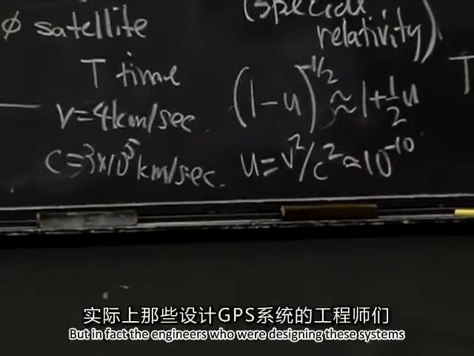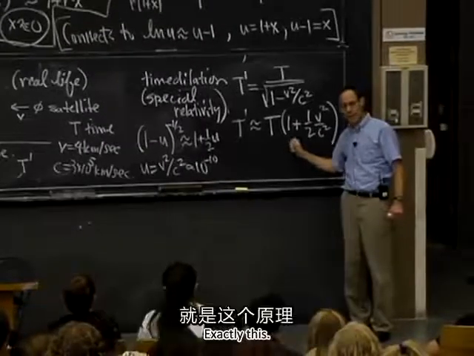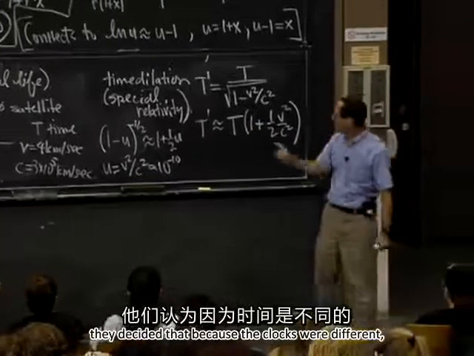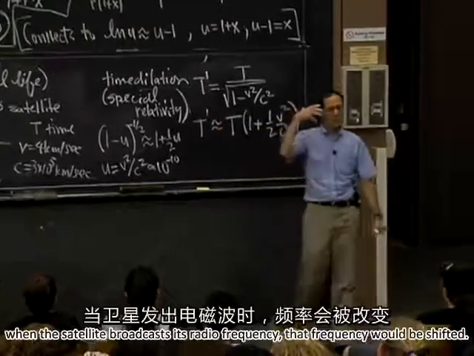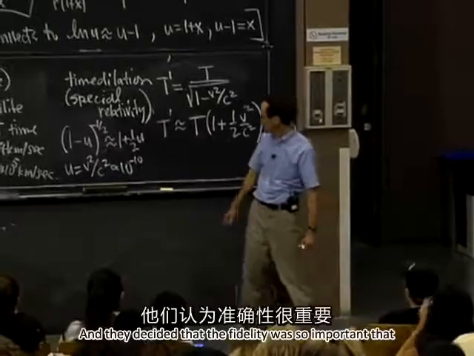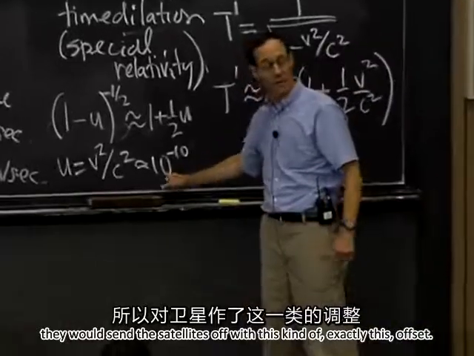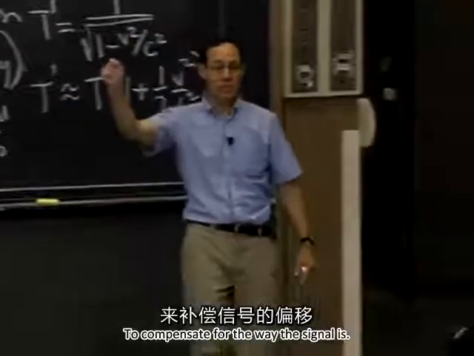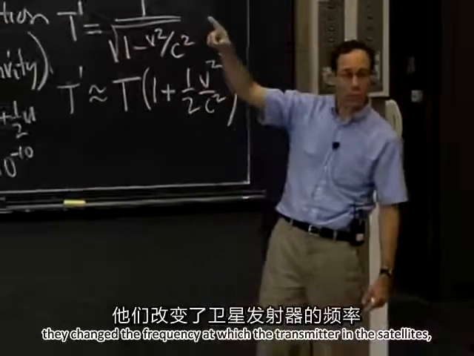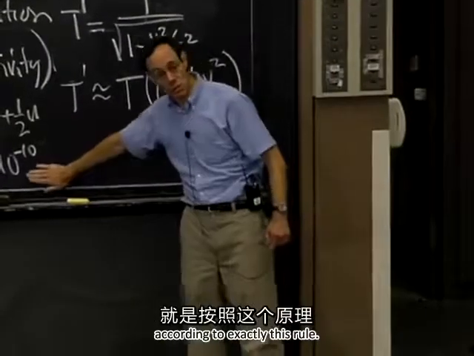But in fact, the engineers who were designing these systems actually did use this very computation. The way they used it was they decided that because the clocks were different, when the satellite broadcasts its radio frequency, that frequency would be shifted, would be offset. They decided that the fidelity was so important that they would send the satellites off with exactly this offset, to compensate. So from the point of view of good reception on your little GPS device, they changed the frequency of the transmitter in the satellites according to exactly this rule.